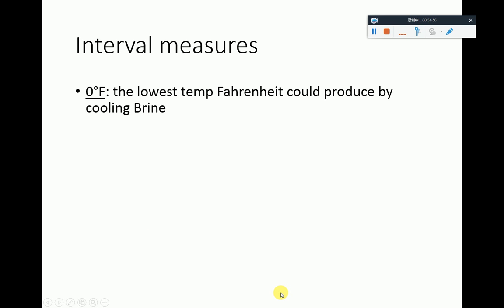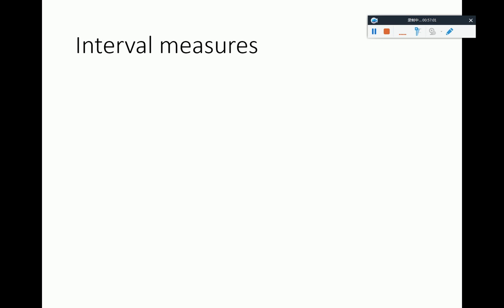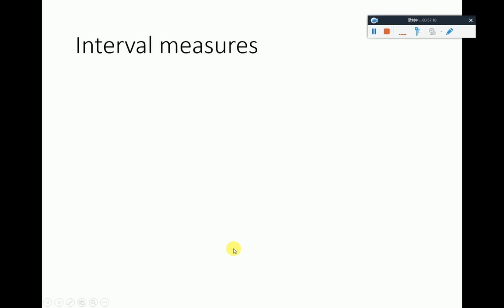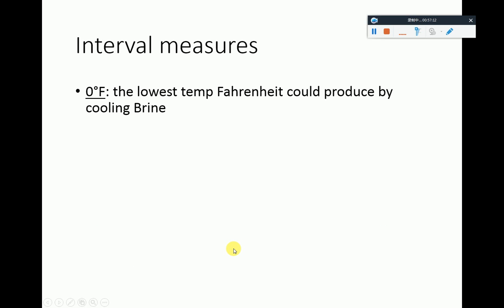But the problem is, we say that the 0 point on the scale, we say it's not a real 0, it's arbitrary, exactly because 0 degree Fahrenheit does not mean the absence of temperature. Rather, it simply is the lowest temperature that Mr. Fahrenheit could produce chemically. That's it.